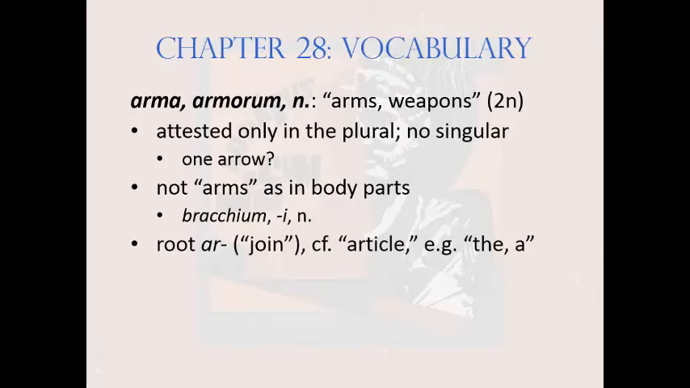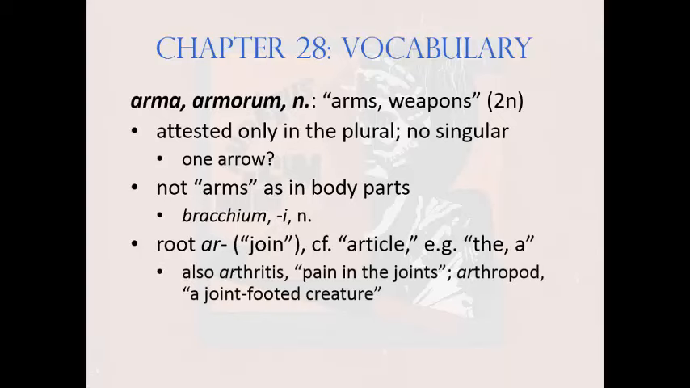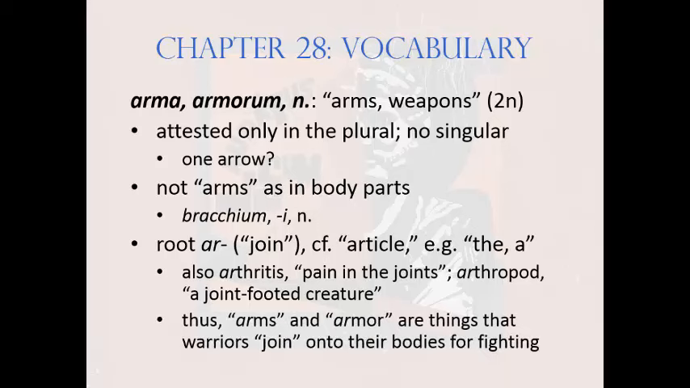The linguistic root underlying arma is ar, which means join, and is seen in the word article, as in the or a, those little words joined to the front of nouns. Through Greek, the same root came into English in words like arthritis, meaning pain in one's joints, and arthropod, originally a joint-footed creature. Thus, arms and armor are both things that warriors join onto their bodies when they're about to go out fighting.